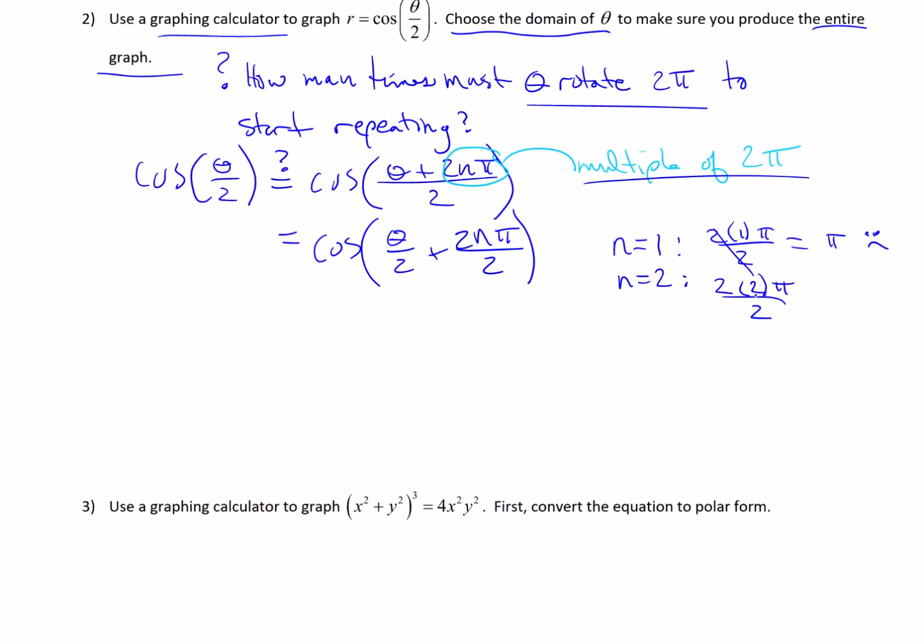Then in that case, we have a couple 2 factors on top. One of those would cancel with the 2 below, giving us a result of 2 pi. But that is a multiple of 2 pi. In fact, that's the first one because it's 1 times 2 pi.